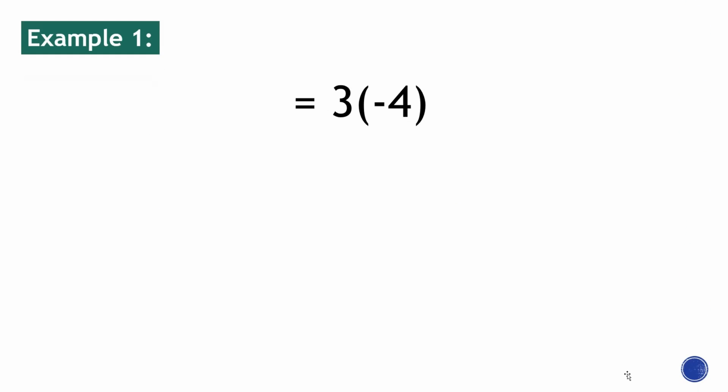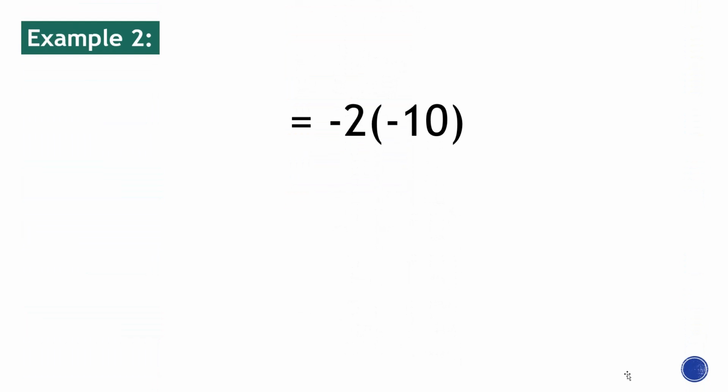Here, we have 3 times negative 4, so they have different signs, so therefore the answer is a negative answer, right? So 3 times 4 is 12, and they have different signs, so therefore the answer is negative 12. Okay, let's go to the second example. Here we have negative 2 times negative 10. Now both of these are negative, so therefore the answer is positive 20.